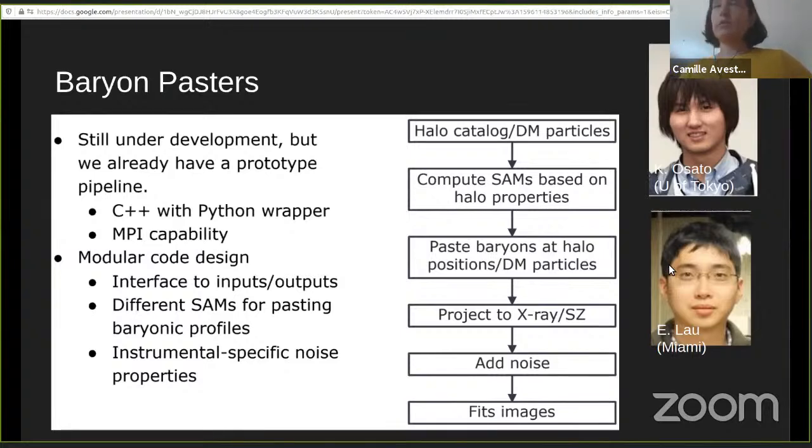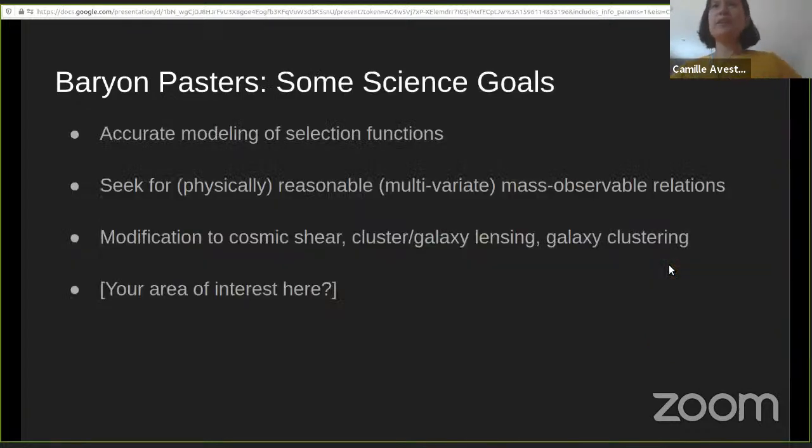or individual dark matter particles, which will be much more computationally expensive, but you can more closely trace the matter distribution that way. You compute some sort of a semi-analytic set of properties based on the halo properties, or like pasting on the dark matter particles in particular. Paste your baryons, and then you project onto some sort of observable like X-ray and SZ, you add noise, you produce FITS images, and at the end of the day, you want to be able to do that apples to apples comparison, run your analysis the way you would on your actual observations. So FITS images is the choice there, at least for now.